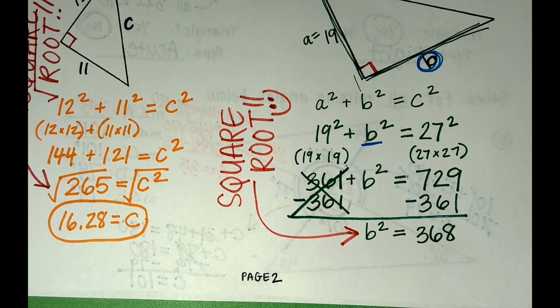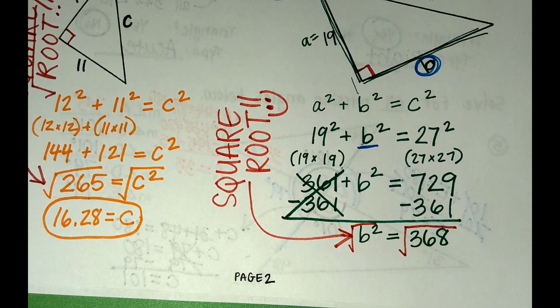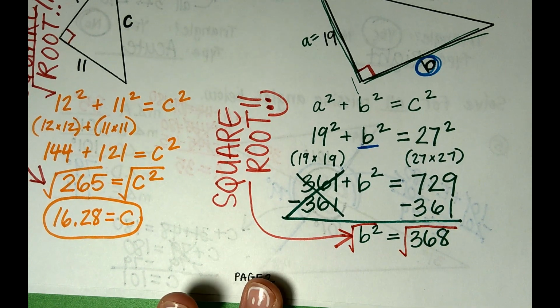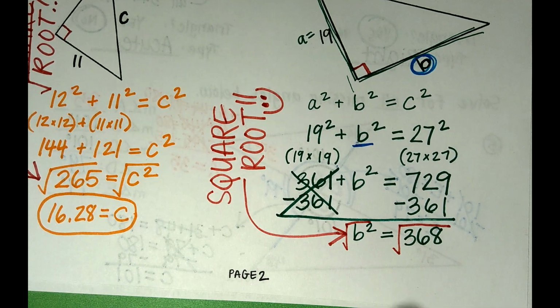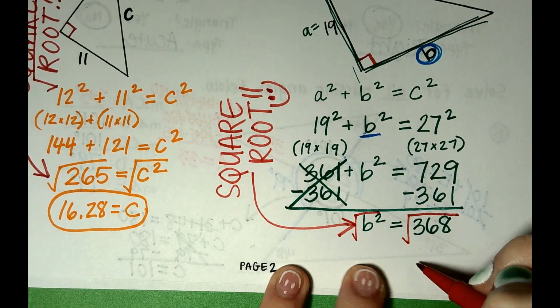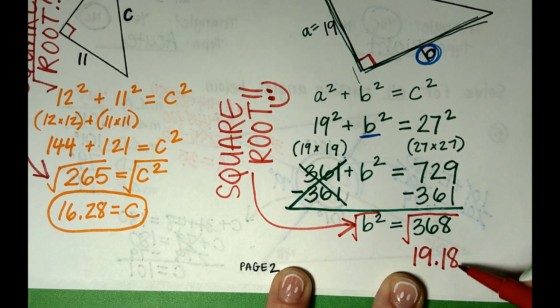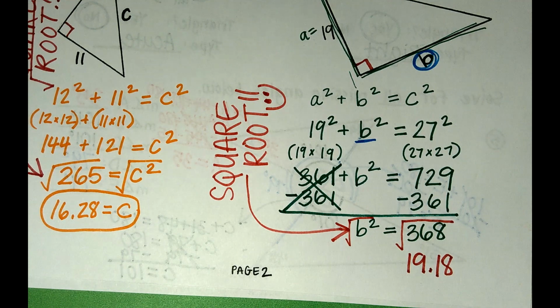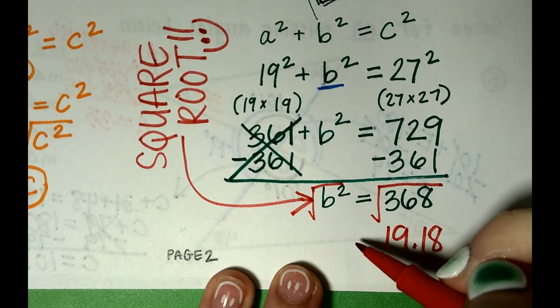Okay, so square root again. So I'm going to do that on both sides. And what is the square root of 368? 19, did you say 0.18? 0.2. Oh, yes, if you round it up. Perfect. So the square root of 368 is 19.18, or if you just wanted one decimal, you could round that up to 19.2. I'm not going to be super picky on it. And that's B.